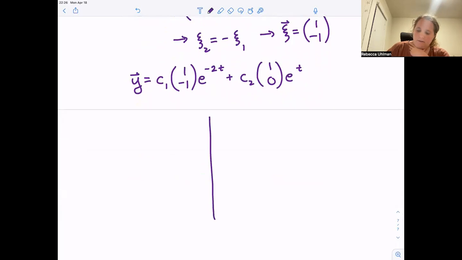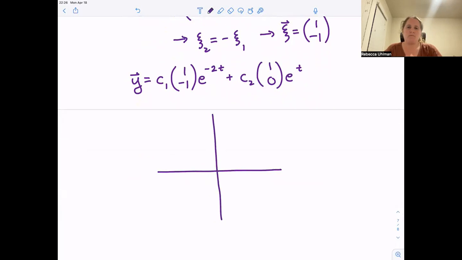So what we're going to do here is we just draw our coordinate system. We draw the two representative vectors. So we have the vector 1, -1, and the vector 1, 0. So we have our horizontal axis is going to be one of our lines. And then the line y equals -x will be our other line.